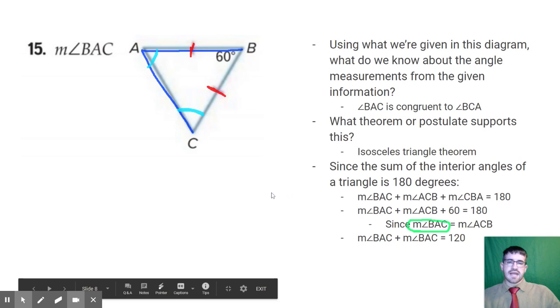And at this point, it's just regular algebra. We then have 2 times the measure of BAC equals 120, so the measure of angle BAC is 60 degrees.